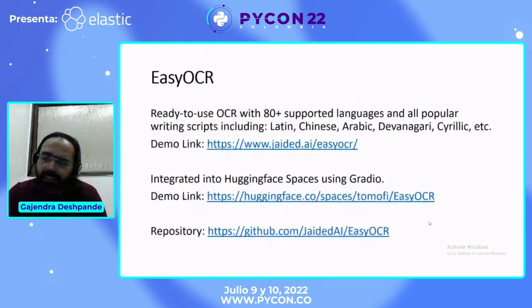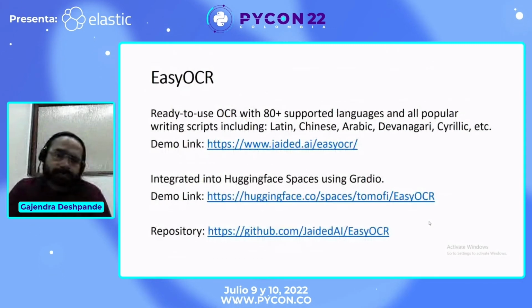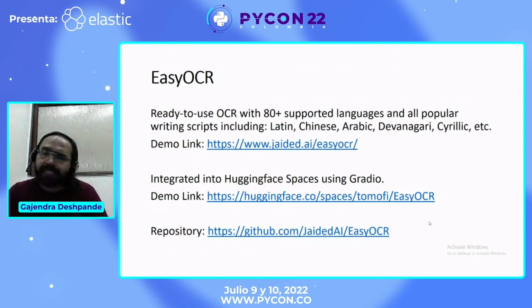Then there is a library called EasyOCR. It's a ready to use optical character recognition with 80 plus languages supported, including popular writing systems such as English, Chinese, Devanagari, Cyrillic, etc. So its demo link is available here. It is also integrated into Hugging Face using Gradio.